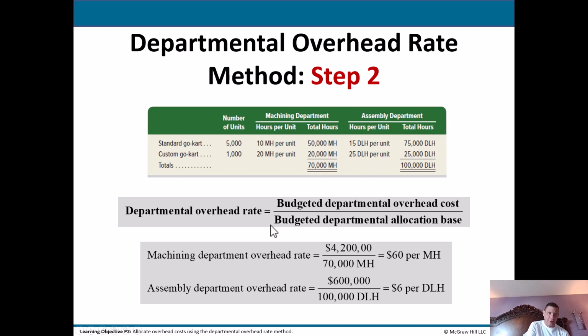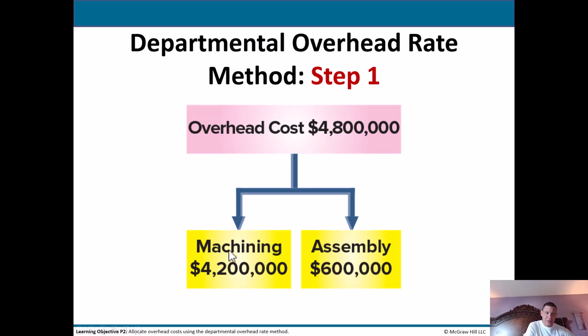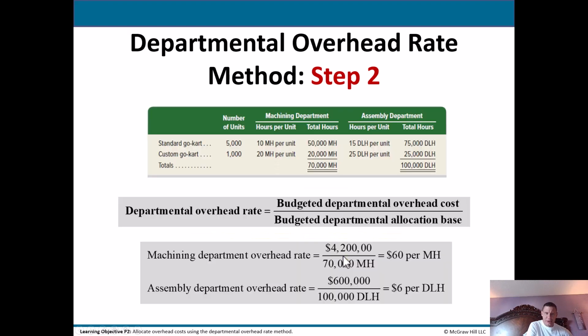Then we come down to the calculation. Departmental overhead rate: we're just going to take the budgeted departmental overhead cost and divide it by whatever the allocation base is for that department. So if you remember, this 4.2 was the overhead cost for machining, and then the 600,000 overhead cost for assembly.